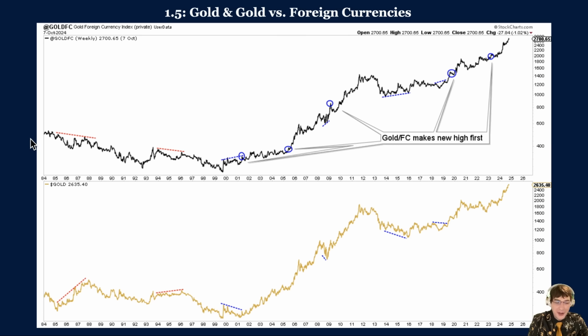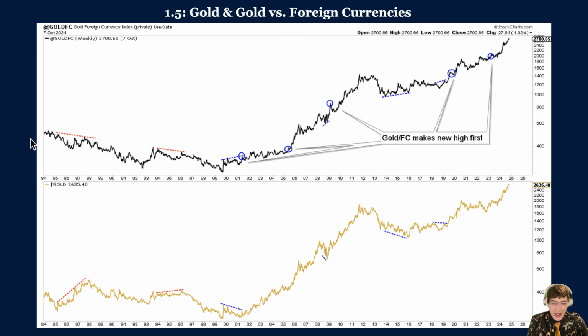One way to analyze gold's performance in real terms is to chart it against foreign currencies or the inverse of the US dollar index. A simple way to calculate this is to multiply gold by the US dollar index. Figure 1.5 plots gold, bottom, and gold against foreign currencies, top.